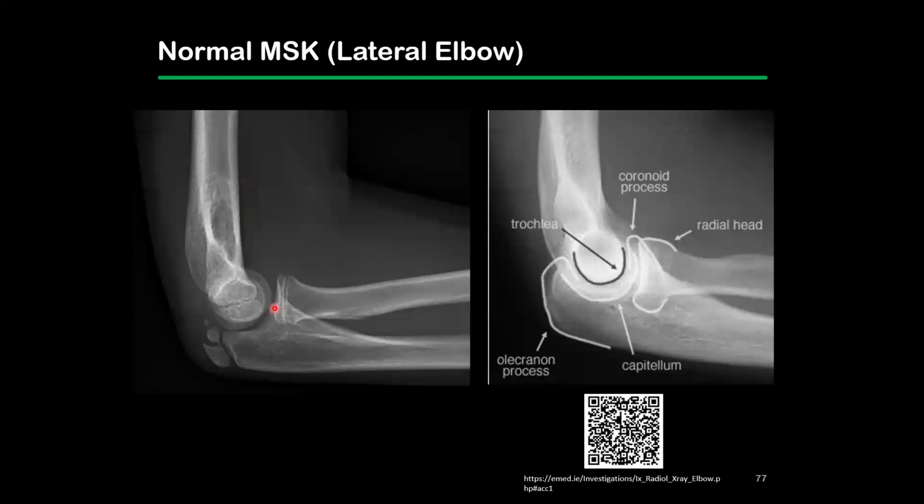And so what we're looking for too is, is everything aligned? Does your radiocapitellar joint stay aligned? Your ulnotrochlear joint also stays aligned. This is your olecranon ossification center. And we also look for a joint effusion.